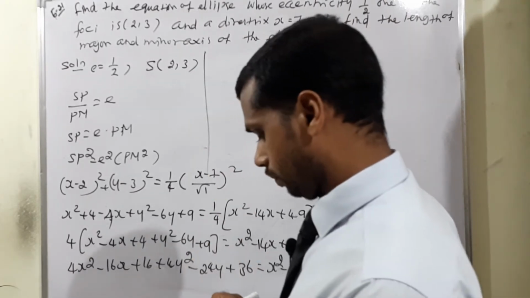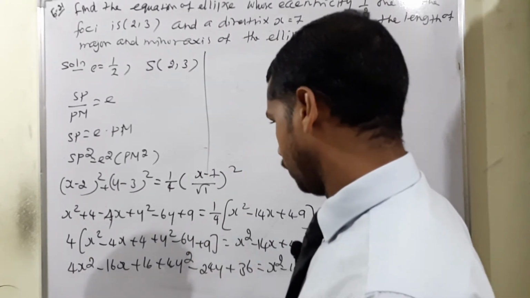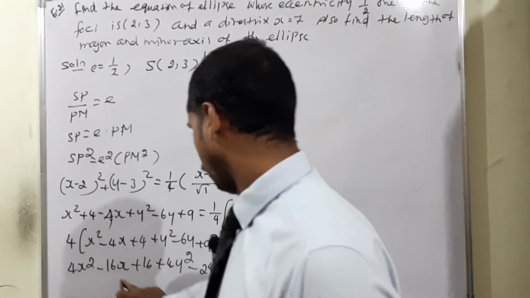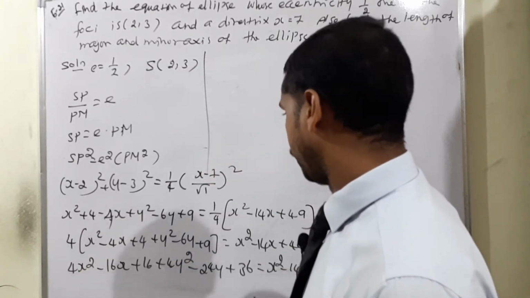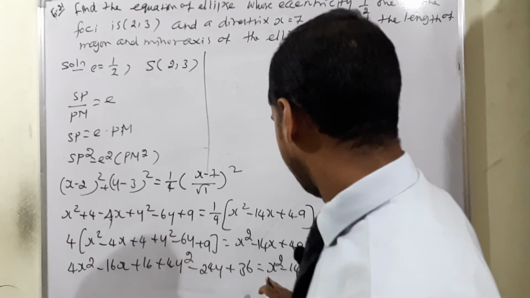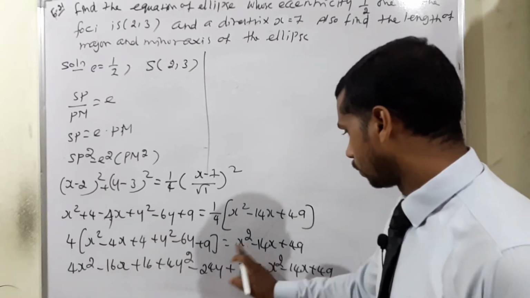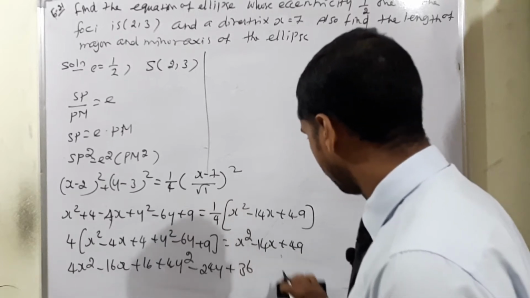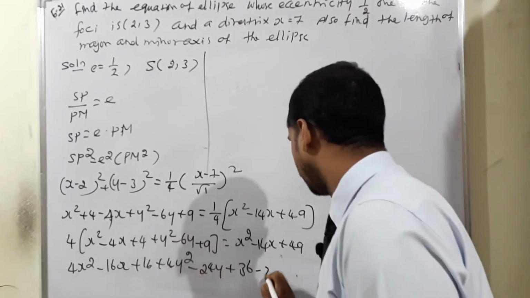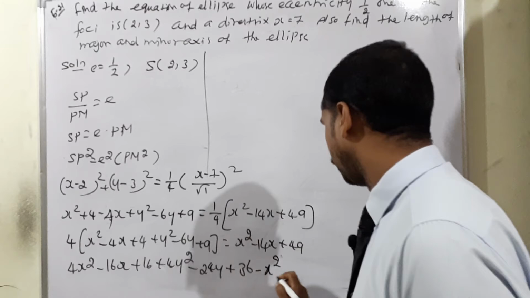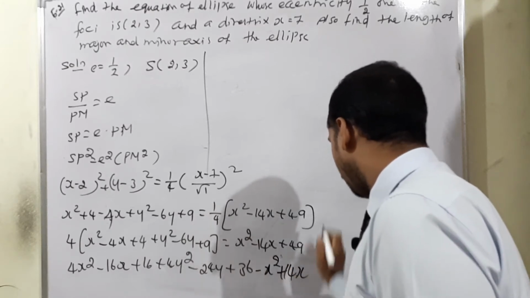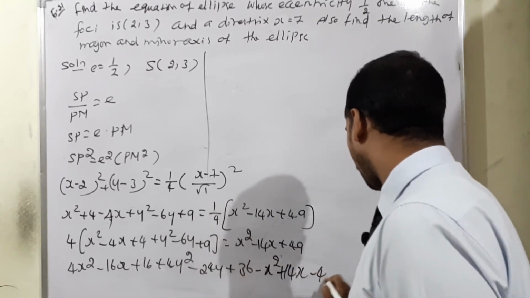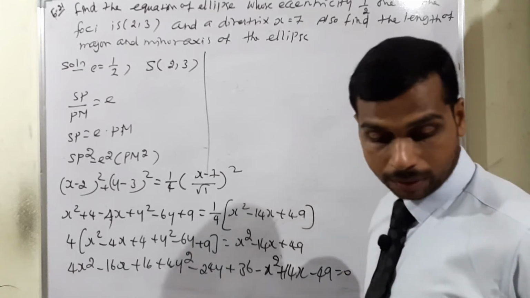So now, the 4x square. Bringing x square to the opposite side means minus x square. Minus 14x to the opposite side means positive 14x. Plus 49 to the opposite side means minus 49, is equal to 0.